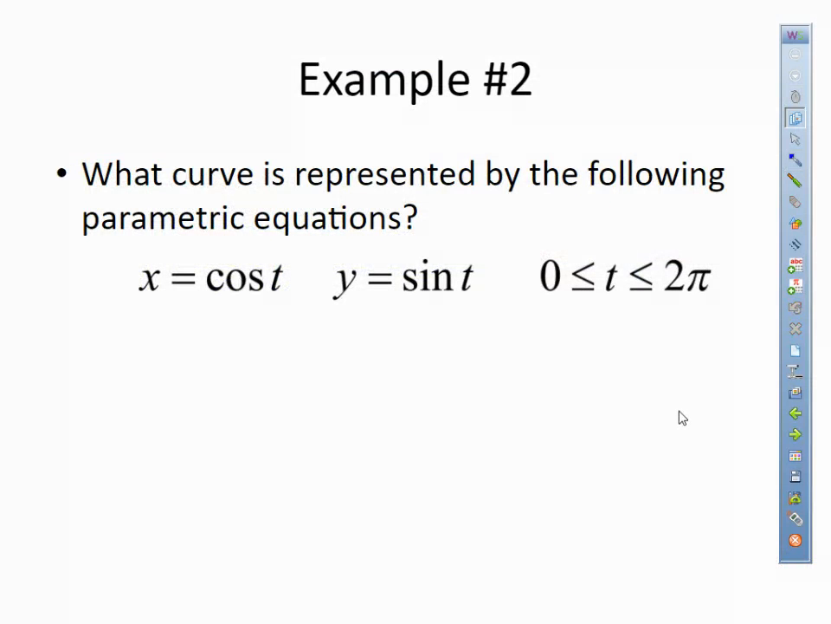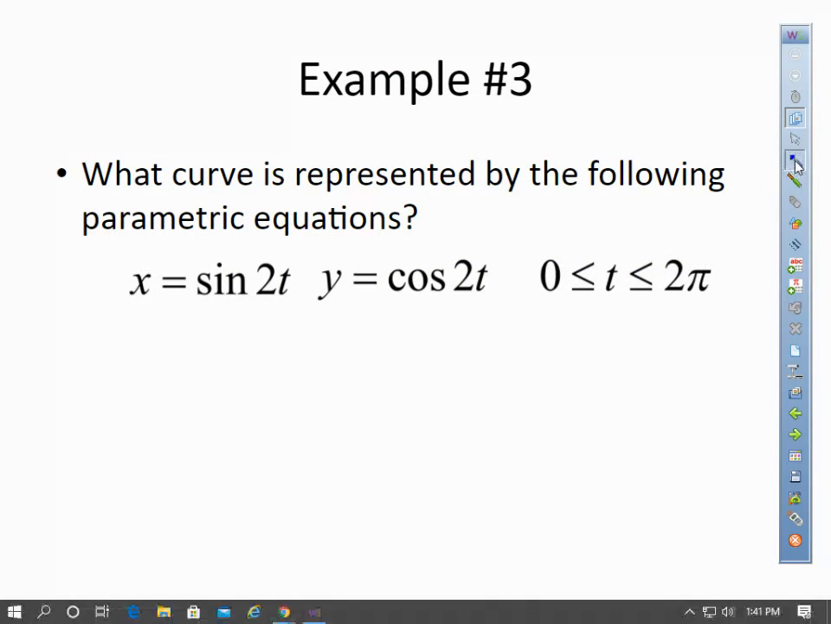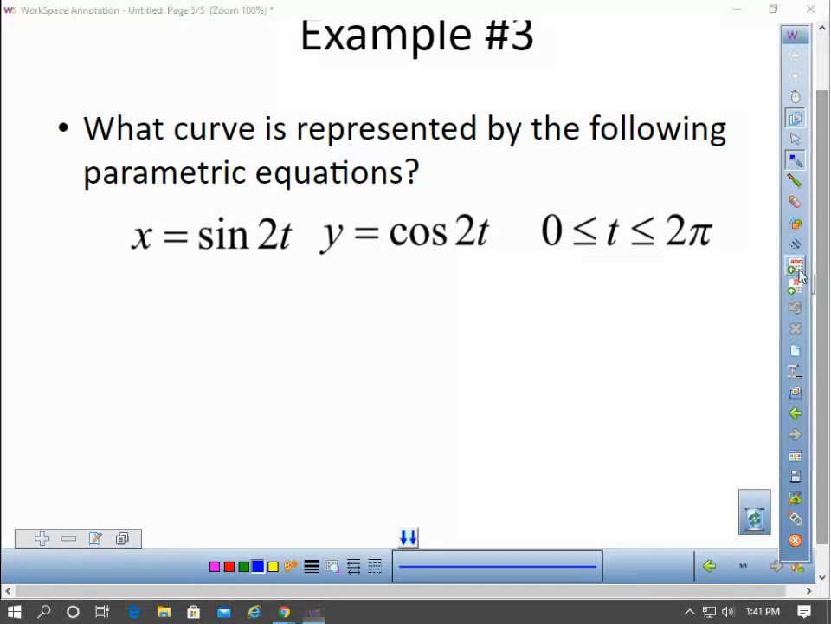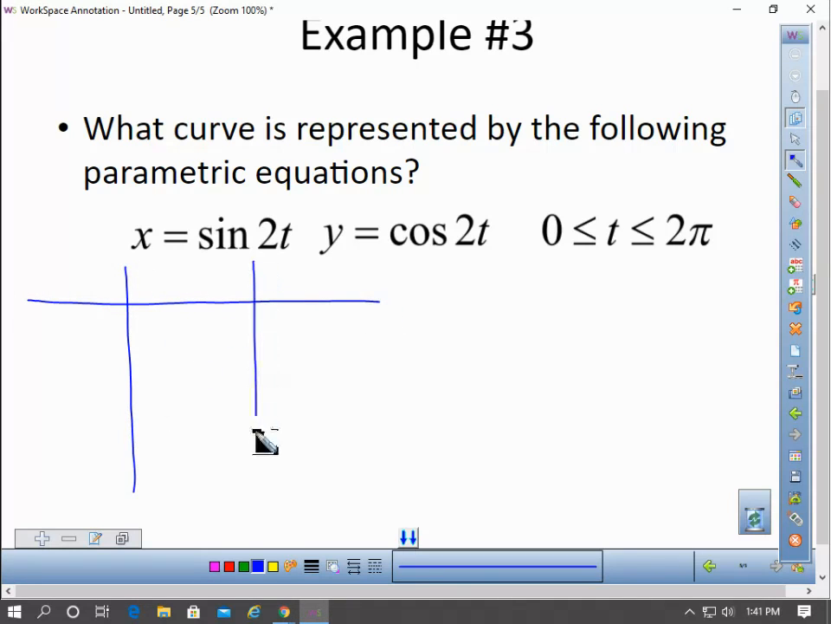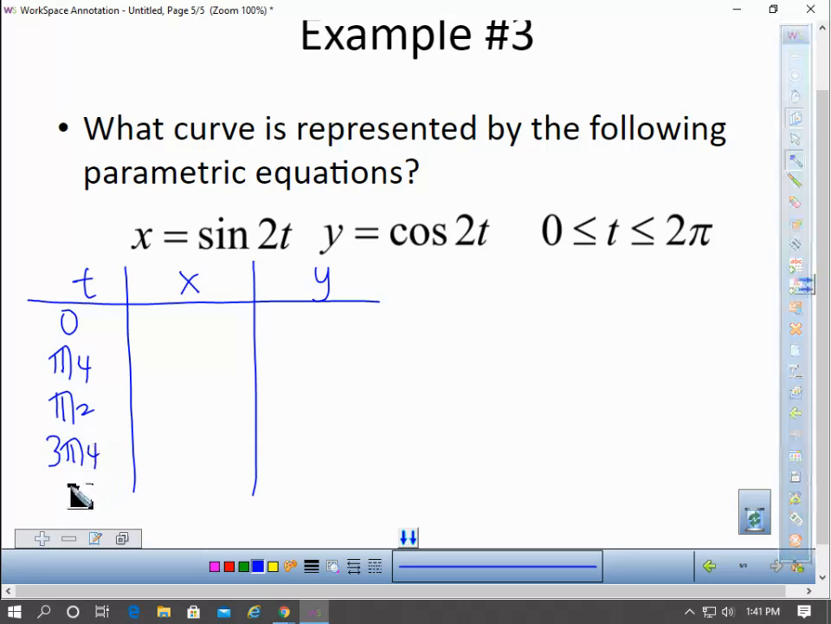All right, same one here. What curve is represented by the following parametric equations? All right, so same thing, do the little T chart. And I'll try to go through this and just fill in the chart for you. So T, X, and Y. So pick selected values of T again. So pi over 4, pi over 2, 3 pi over 4, and pi. And of course, we're going 0 to pi like we were on the last one.